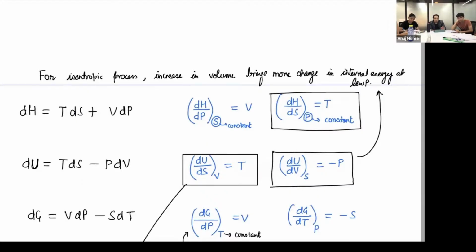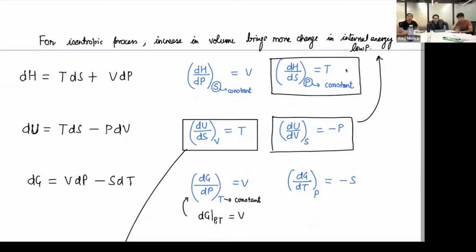Are you understanding these points? Note down all these 6 relations. Math समझ में आ रही है इसकी? Basically, when V is constant, PdV is 0, so dU upon dS is what? dU upon dS is equal to T. dU upon dV is how much? Minus P.